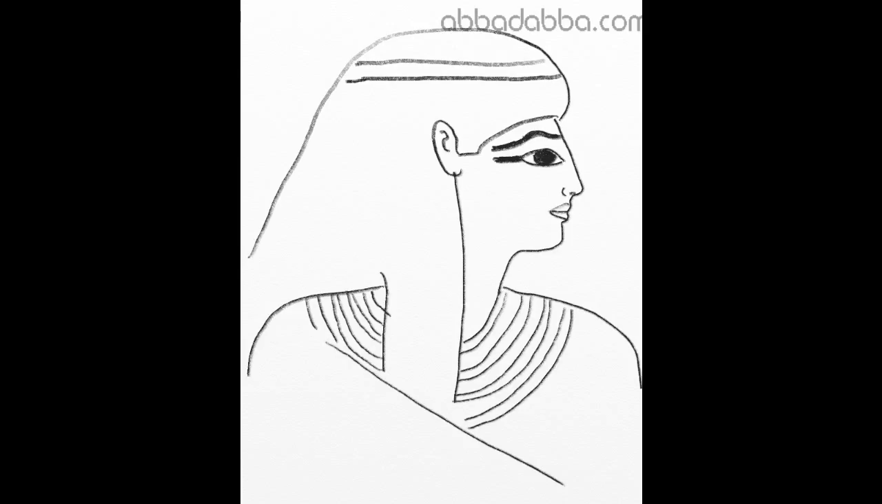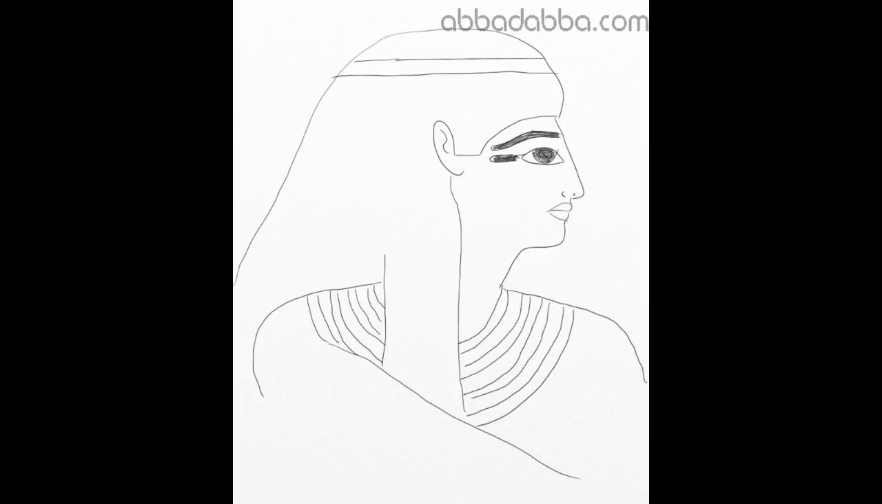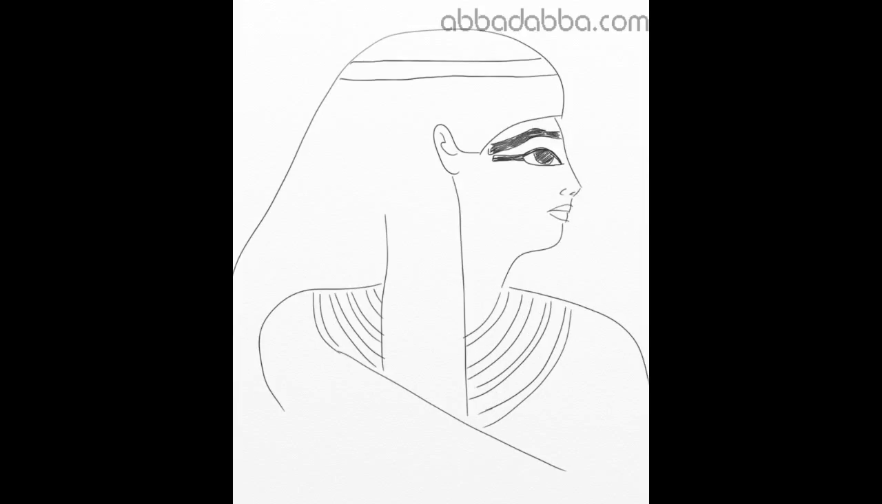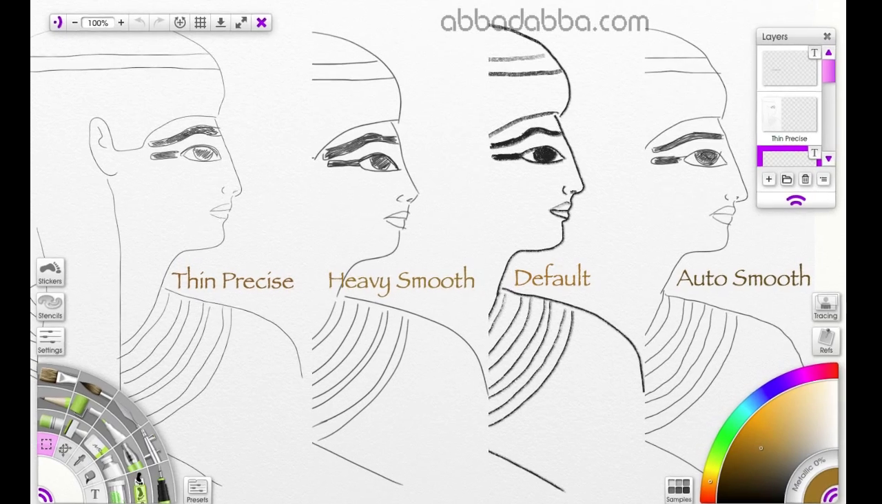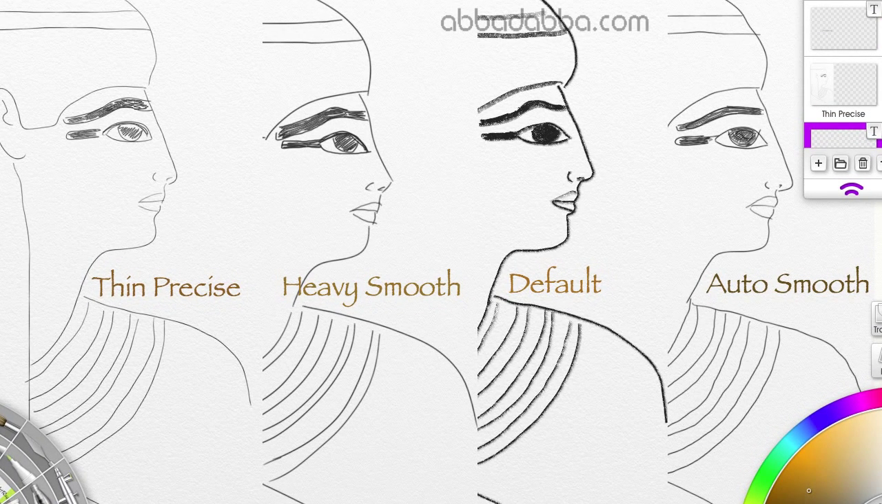Default, auto smooth, heavy smooth, and thin precise liner. Now let's look at them all together side by side. Let's zoom in. You can see there's quite a bit of difference here now. And on this video, it's not really showing at the actual size that I've drawn at. So I have to zoom in.